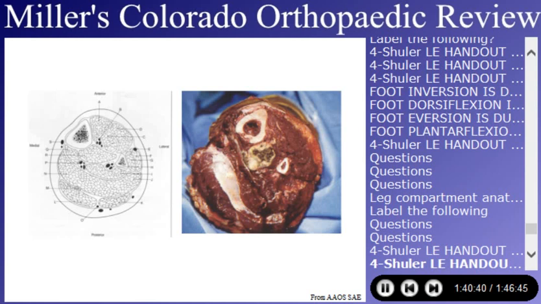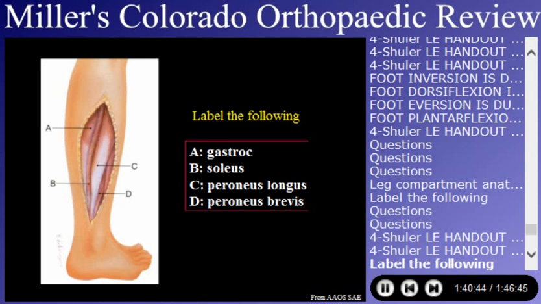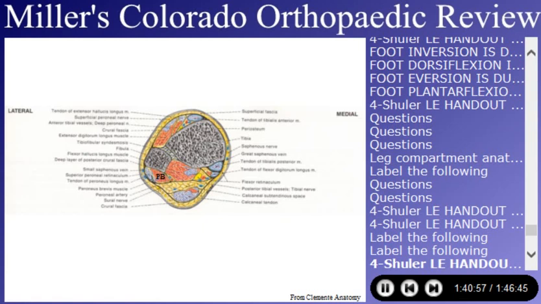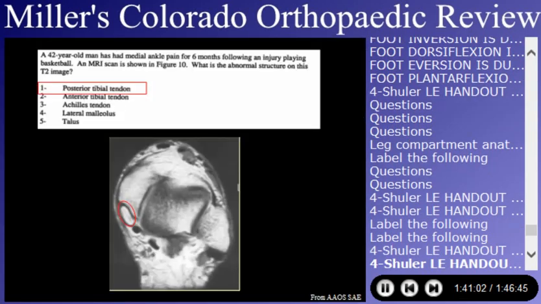Label the following. A is gastroc, B is soleus. C, peroneus longus, don't forget, lies on top of the peroneus brevis. Label the following once again. Okay, the addition there is E, fibula. Cross-sectional anatomy. Key testable item, and what's abnormal on this right here? 42-year-old man, medial sided knee pain, 6 months, playing basketball. Abnormal structure is the posterior tibial tendon.